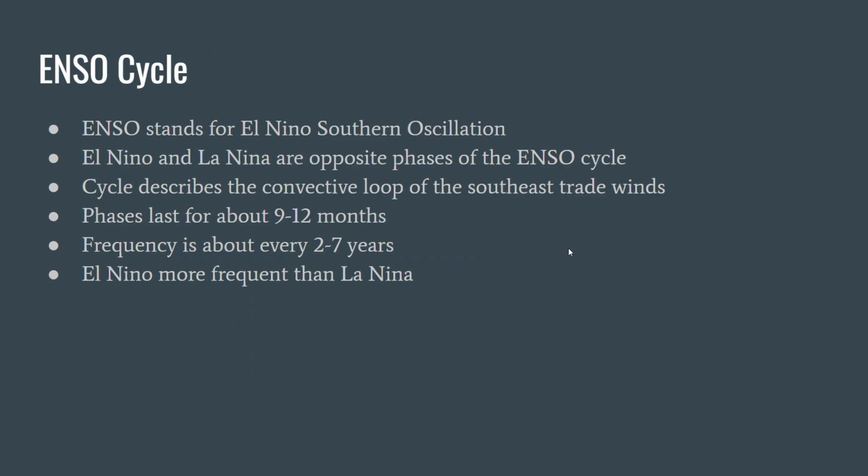The next concept to learn is the ENSO cycle. ENSO stands for the El Niño Southern Oscillation. El Niño and La Niña are the opposite phases of the ENSO cycle. The cycle describes the convective loop of the southeast trade winds. Phases last for about 9 to 12 months, and the frequency is about 2 to 7 years, with El Niño being more frequent than La Niña.